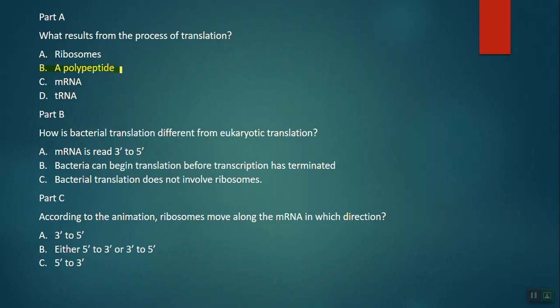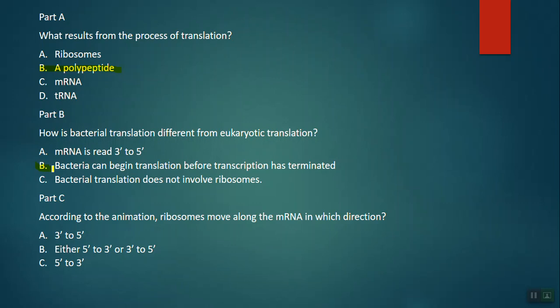Part B, how is bacterial translation different from eukaryotic translation? Well, we kind of talked about this already in the very beginning of this discussion, that in bacteria or prokaryotic cells, transcription and translation can happen pretty much simultaneously. So bacteria can begin translation before the entire transcription process has actually been terminated.